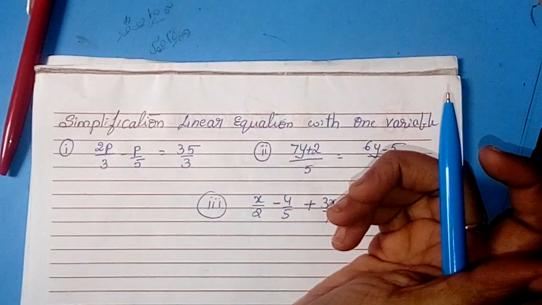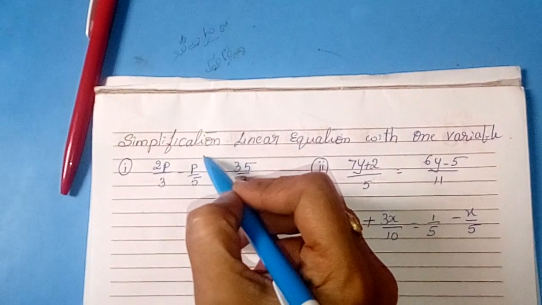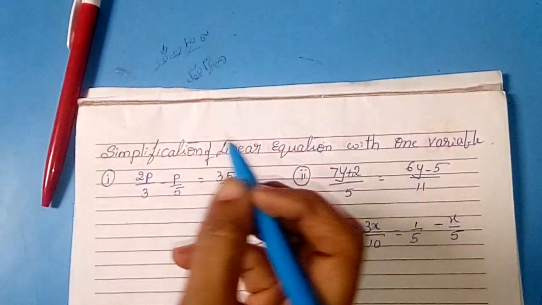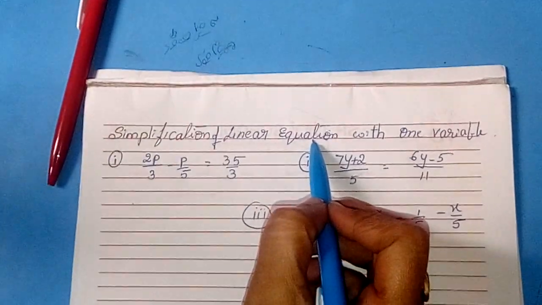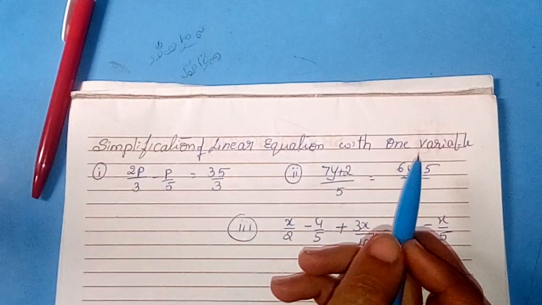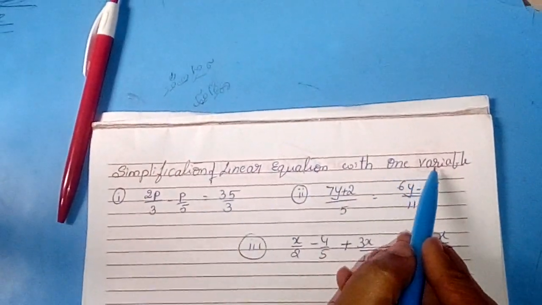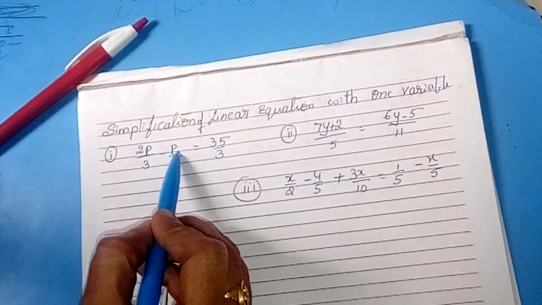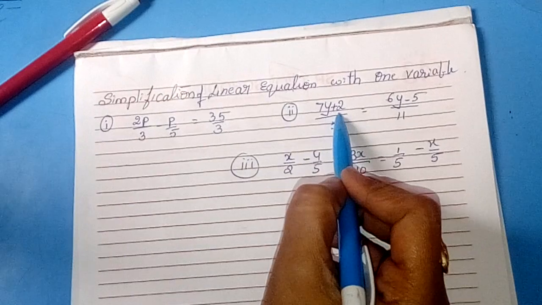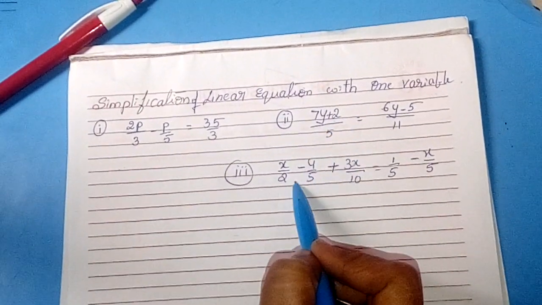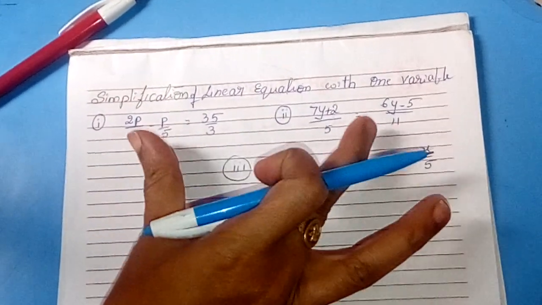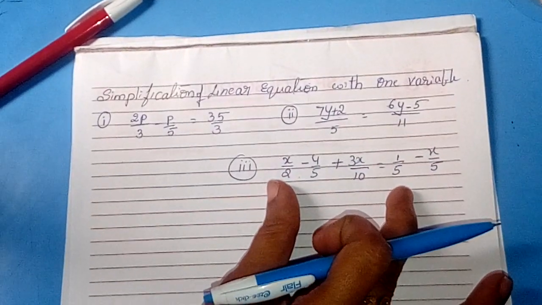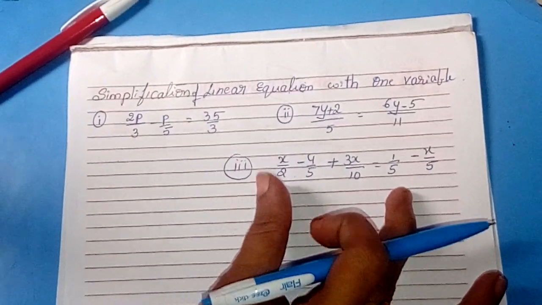Good morning children. Today we are going to discuss simplification of linear equations with one variable. Linear equations we already discussed in the previous classes. Now with one variable, how do we simplify? Here we have to find the p value, here the y value, and here the x value. I took three types of linear equations. How to solve these three types, I am discussing in this class now.